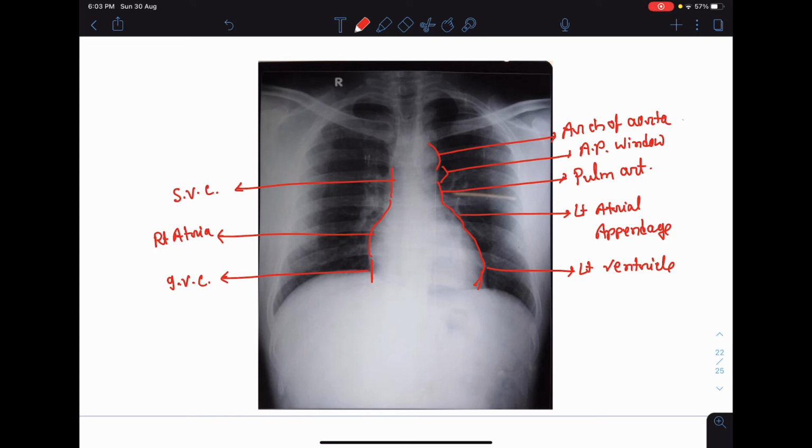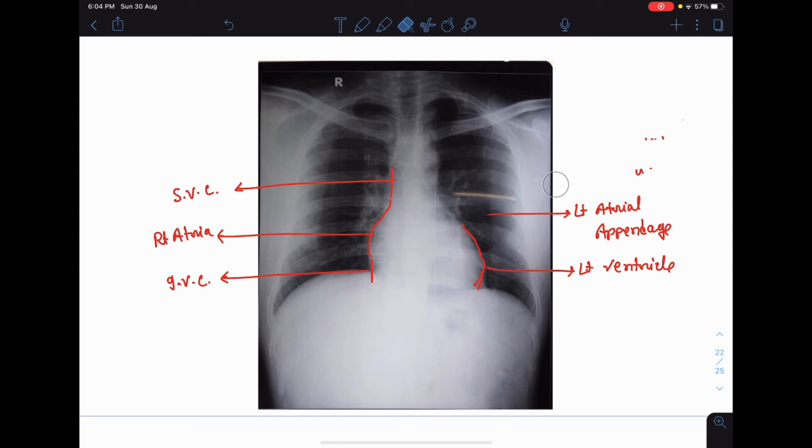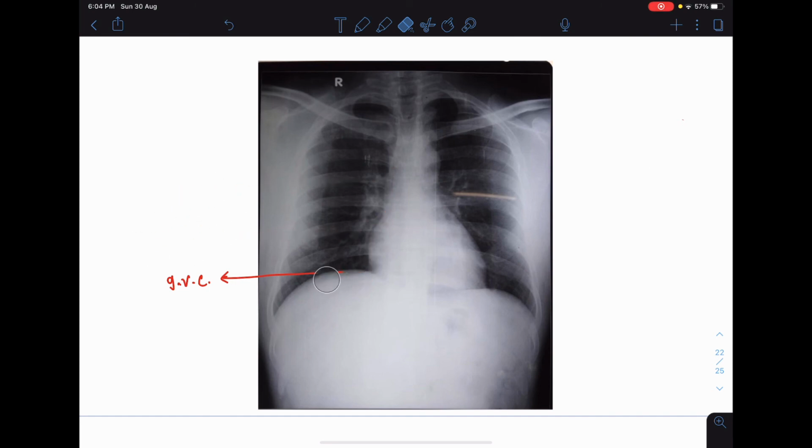So how do we know if there is cardiomegaly? We should take the cardiac diameter and the intrathoracic diameter. If the cardiac diameter is more than 50% of the intrathoracic diameter, that means there is cardiomegaly. I will show you how to diagnose cardiomegaly. You should draw an imaginary line.